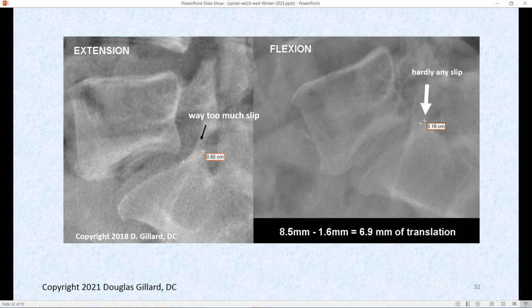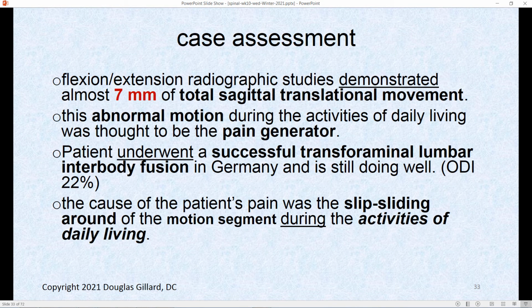And so she did end up going out of the country; she flew to Germany and had a very successful surgery. Last I heard, she's doing great. Not perfect. No one's usually perfect. The average score on the Oswestry is about 24, 25% disability on that test following surgery.